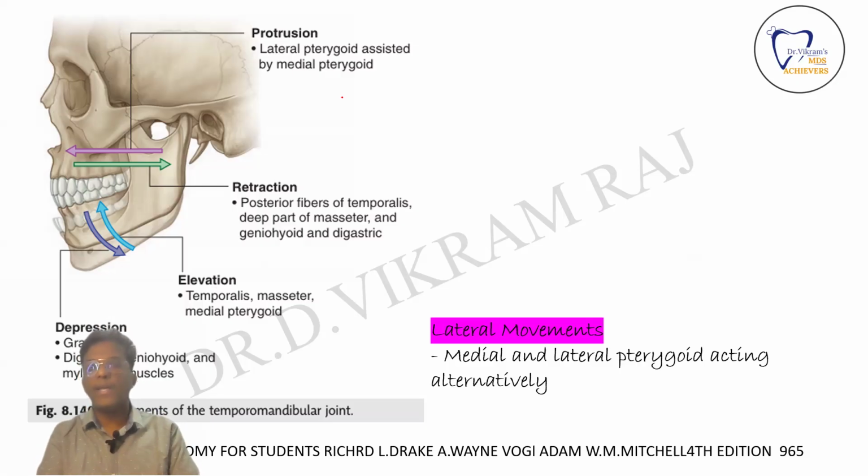Protrusion is brought by the lateral pterygoid muscle assisted by the medial pterygoid. And lateral movements, that is side to side movements, are brought by the medial and lateral pterygoids acting alternately.